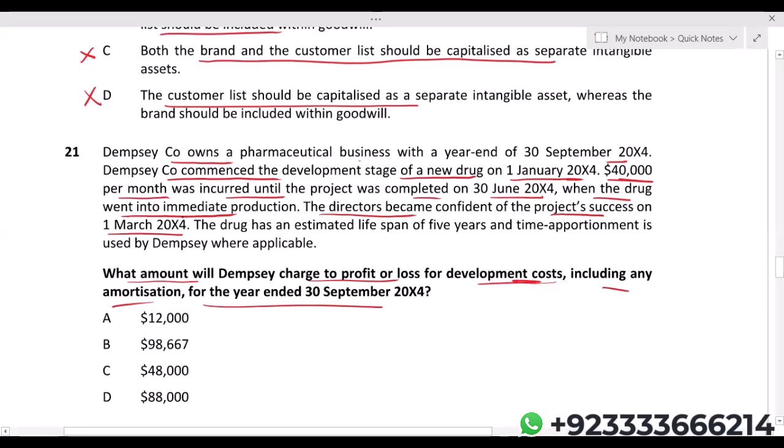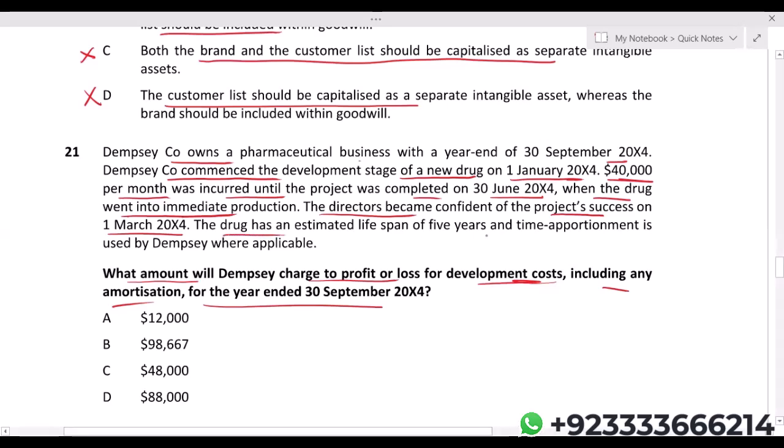So 4 months expenditure out of 6 will be capitalized. And the first 2 months expenditure will be expensed out, because in the months of Jan and Feb, you were not confident. So the first 2 months expenditure will be expensed out.